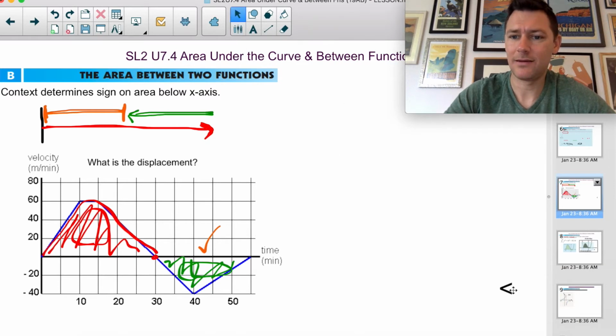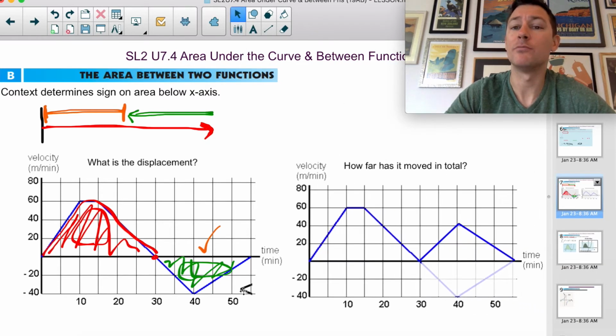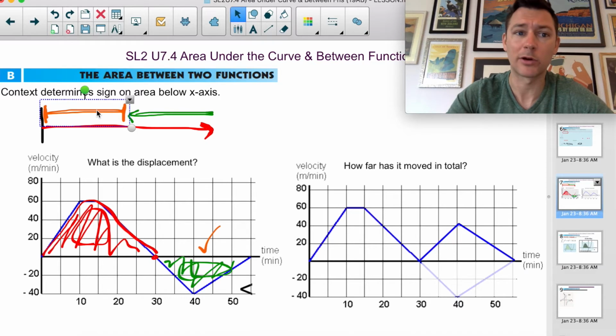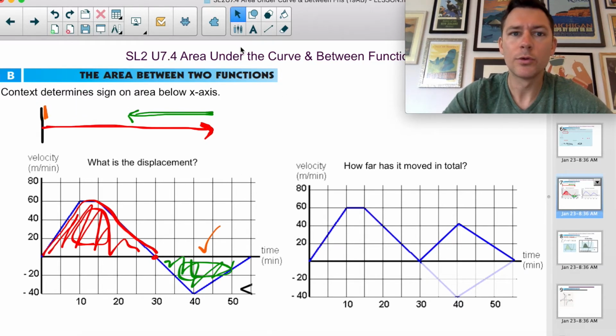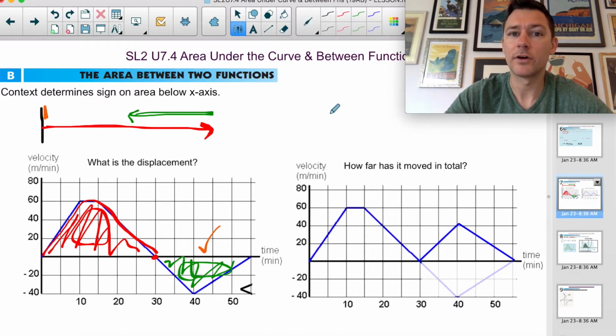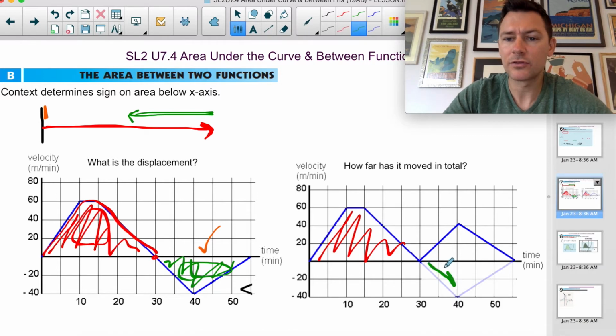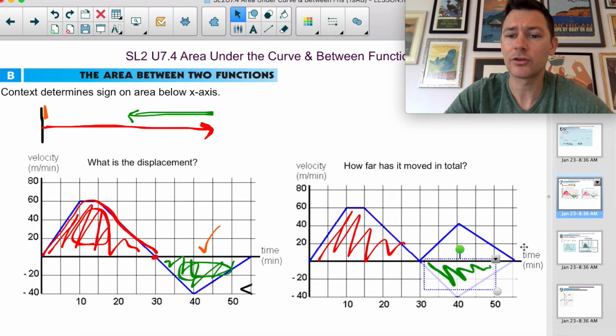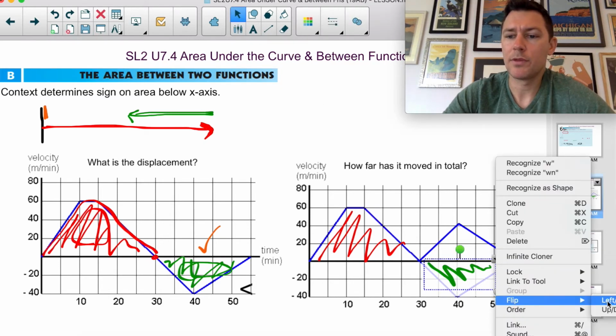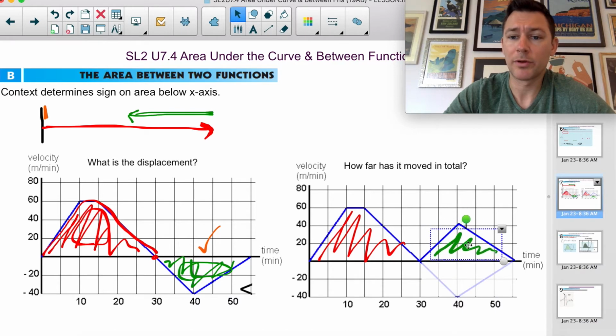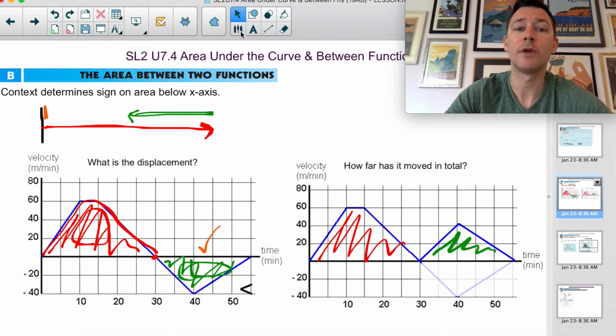On the other hand, if you wanted to know how far has it moved in total, I don't care where it is right now. I just want to know how exhausted is this little particle from moving so much. You could think about the modulus function. This is still the distance it's traveled going forward. This is the distance it's traveled going backward. But if you don't care about the direction, then don't worry about the sign. Just combine the two areas.